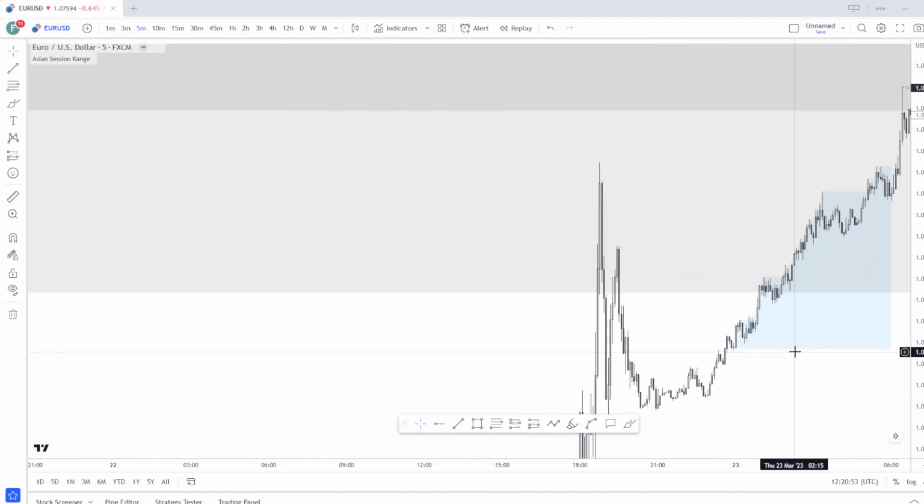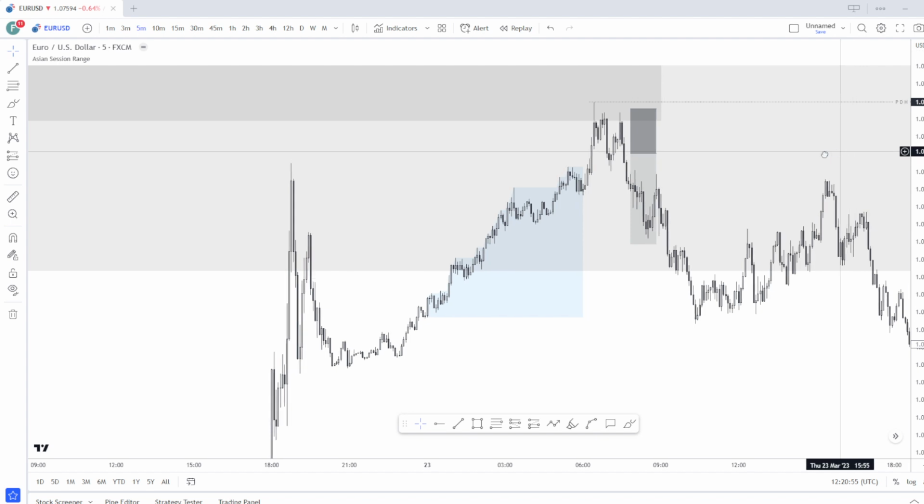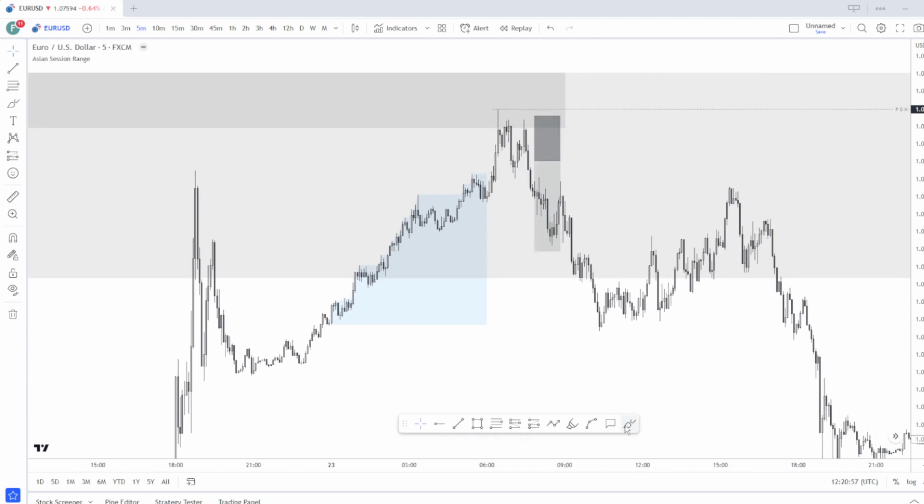Now we move on to EURUSD on Thursday. Very nice. Previous daily high here, Asia high here. What are we waiting for? An M5 break. We get the M5 break here. Look at this, a nice flip here.